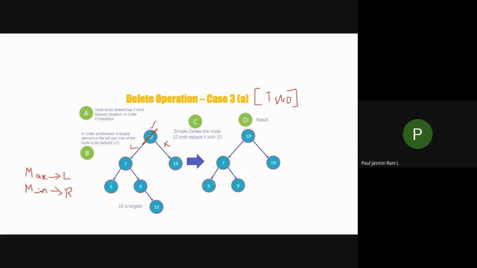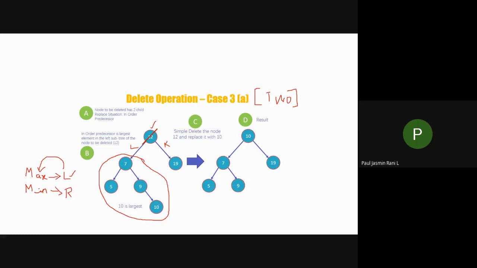If you are choosing the left subtree, you have to consider the maximum element from your left subtree. Say for this example, if I am choosing the left subtree, what is the left subtree of this root element 12? Because I am going to remove this element, that is 12, isn't it? This is my left subtree. If I choose the left subtree, I should pick up the maximum element. What is the largest element or greatest element in your left subtree? 10, 10 is the largest element.